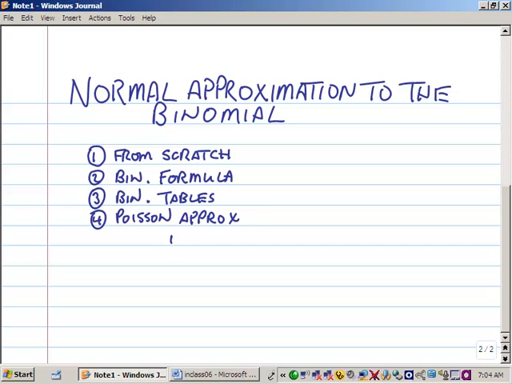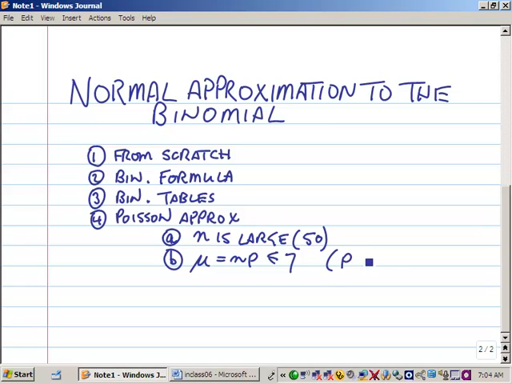Remember, we had two conditions: that n is large, and you start thinking about it at 50, and essentially p is small, but we did it so that the mean of the distribution, which is np for the binomial, is less than or equal to 7. And this guarantees essentially that p is small. Alright, and today in this lecture we're going to do the fifth way, and that's the normal approximation.